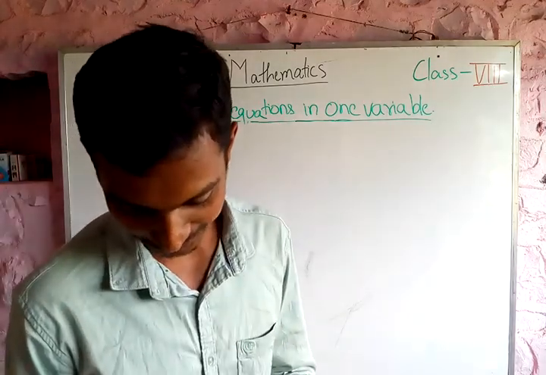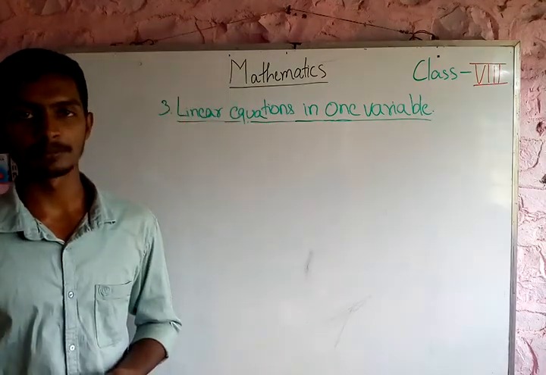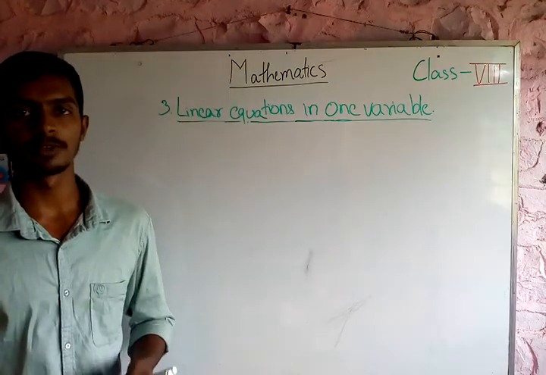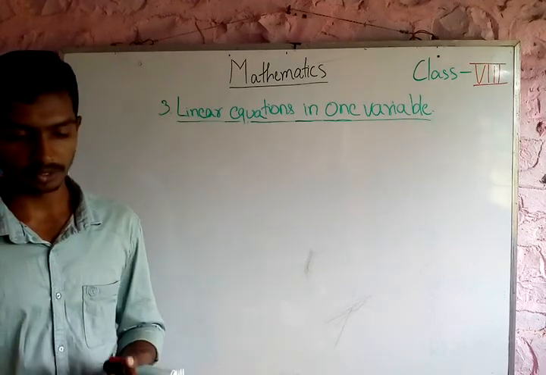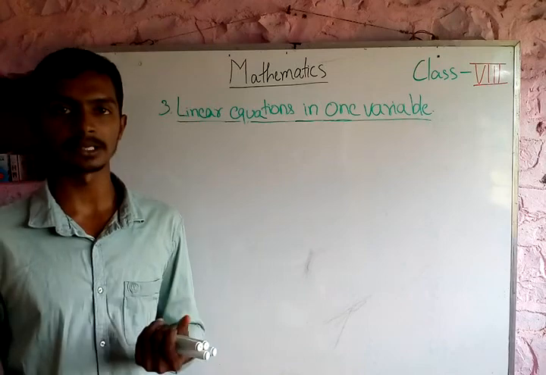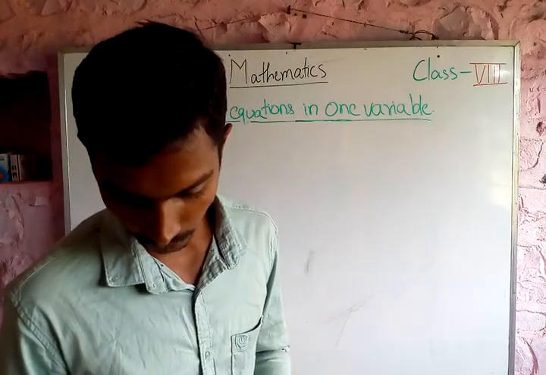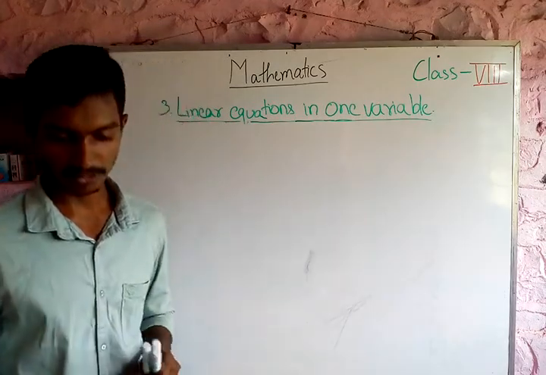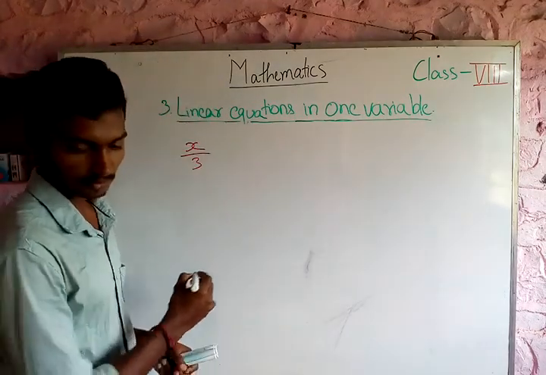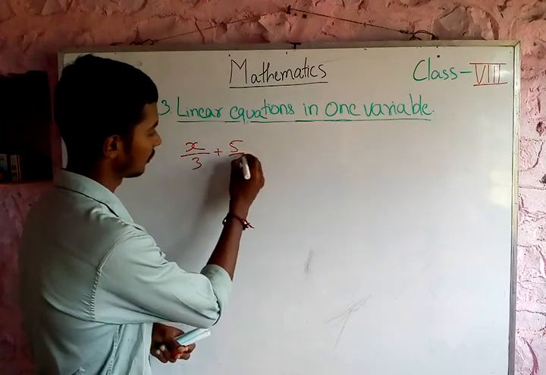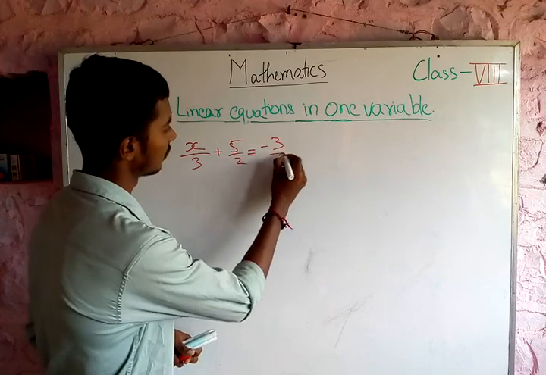we will move on to some more real life examples or real life situations where we apply these linear equations, and before that we will look into how to solve the basic linear equations. Okay, let me take one example for you, that is x by 3 plus 5 by 2 is equal to minus 3 by 2.